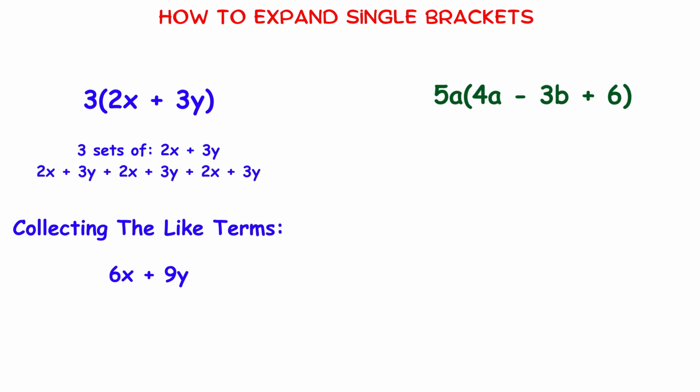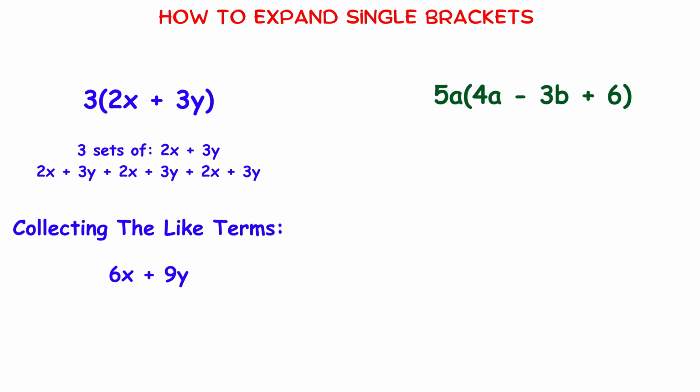So to work this out, one way of doing it would be to just add together three sets of the 2x plus 3y. So 2x plus 3y plus 2x plus 3y plus another 2x plus 3y. And then by collecting together all the terms, we'd see that we have a total of 6x's and 9y's. So our final answer would be 6x plus 9y. Now, everything we've just done here is perfectly correct.